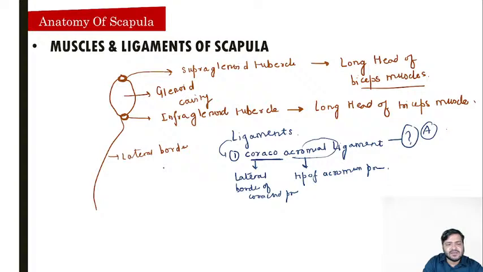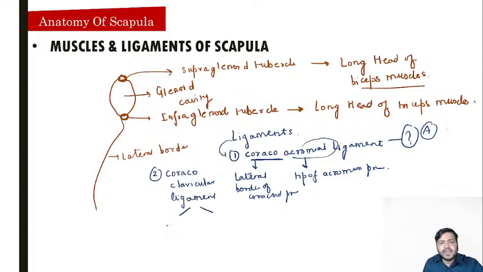Meanwhile, I'll just write the other one, that is the coracoclavicular ligament. And you all know that the coracoclavicular ligament basically has two parts, that is the conoid part, and the other one, that is the trapezoid part.